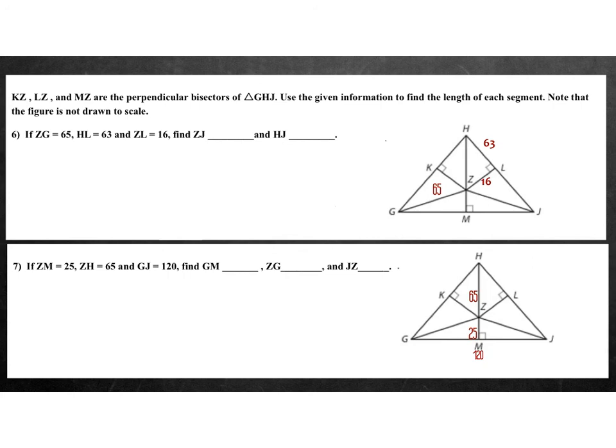When you calculate it, your ZJ should be 65 and your HJ should be 126. And finally, in the last one, when you calculate it, GM should be 60, ZG should be 65, and JZ should also be 65.